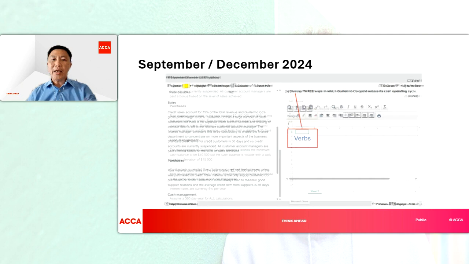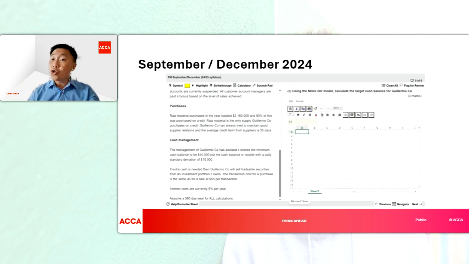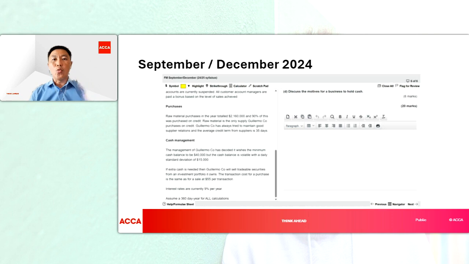Now, if I were to show you the last 2 requirements, part C is asking to calculate, that's another task that is computational in nature. And finally, we have the last requirement that asks for discussing the motive for businesses to hold cash.